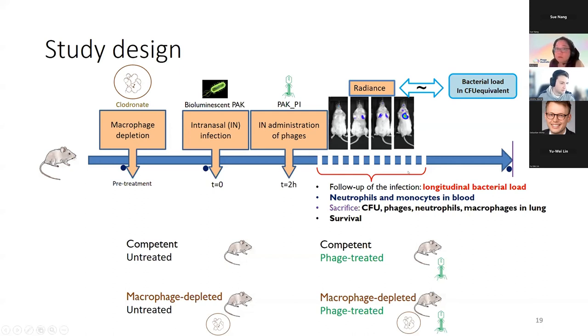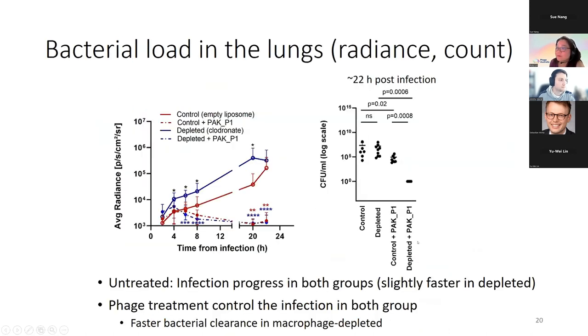We also had some data on neutrophils and monocytes in the blood, and at sacrifice, we also had some data on macrophages in the lung and neutrophils in the lung. And so we have at the end four groups: competent and untreated, competent and phage treated, macrophage depleted and untreated, and macrophage depleted and phage treated.